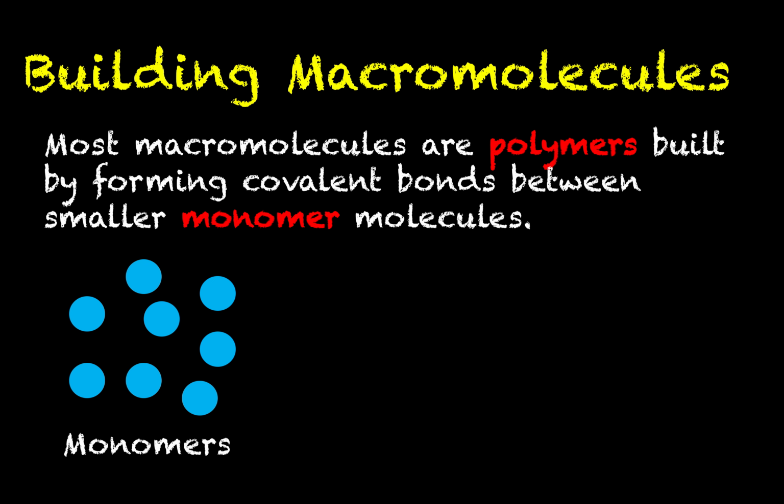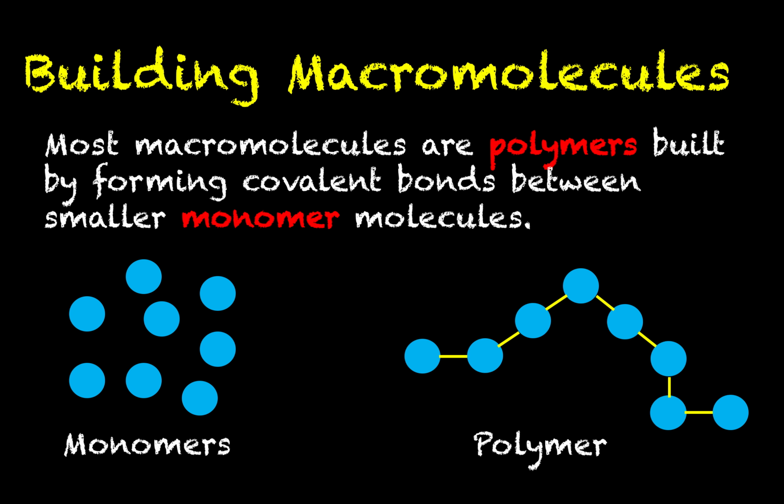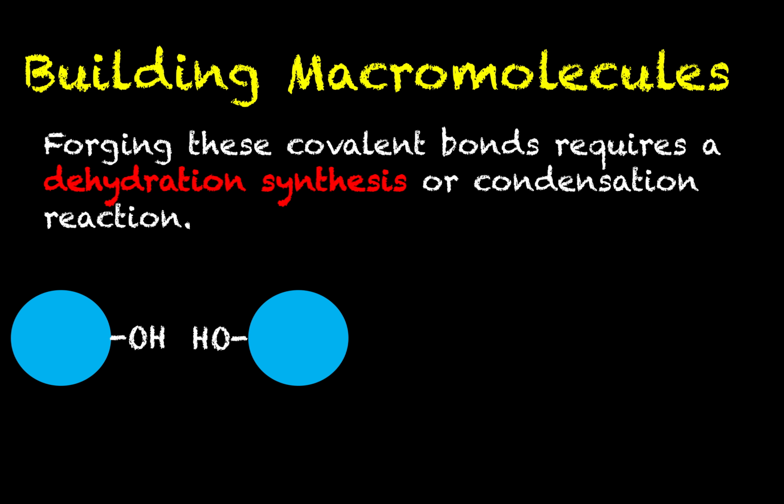So here, to give you the idea of how this works, we have a bunch of individual monomer molecules, and after we have finished our polymerization, you can see that all of the monomers are attached together by covalent bonds, with each yellow line representing a new covalent bond that we have forged.